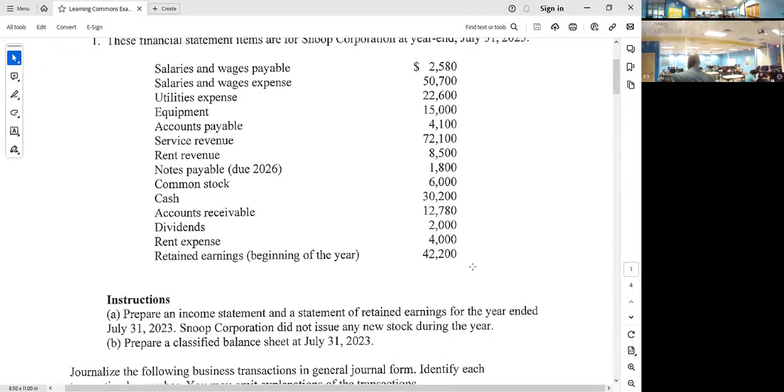But we're on the balance sheet now. We're gonna be doing that next. So we're doing the balance sheet now. We just went over the income statement and the statement of retained earnings. I'm giving them some time to work the balance sheet there.